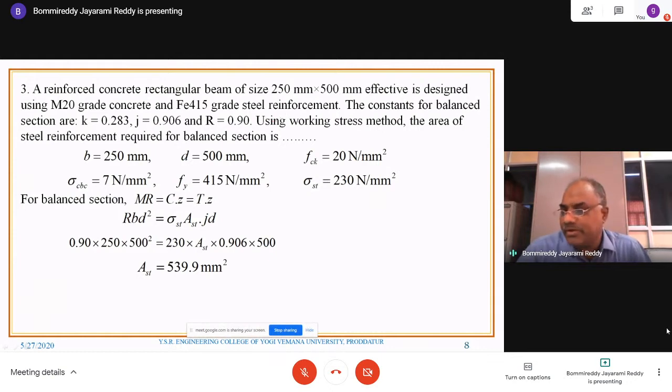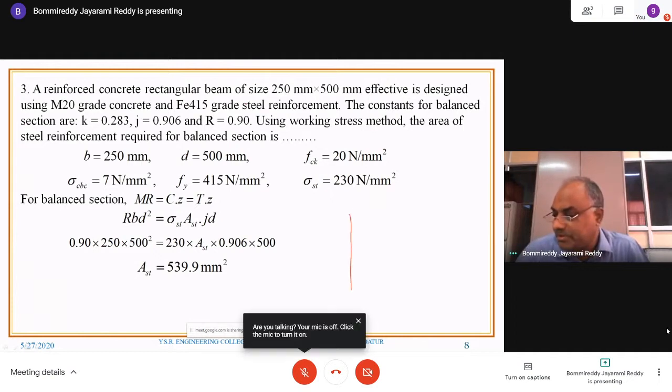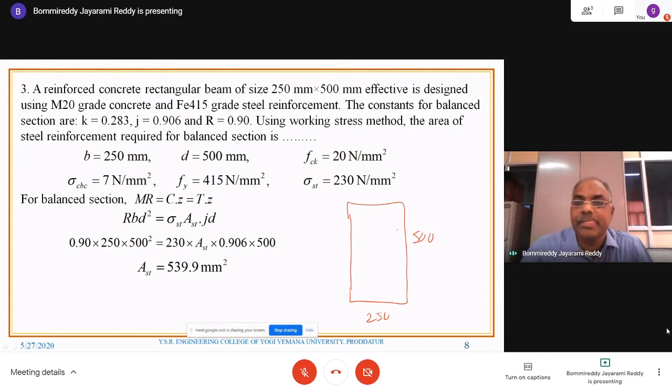Now let us see a question for balanced section. A reinforced concrete beam of rectangular size 250 by 500 mm effective. So here also the same size, 250 by 500 millimeters. It is 250, effective is 500 mm. It is designed using M20 grade of concrete and Fe415 grade steel reinforcement. The constants for balanced section are using working stress method. The area of steel reinforcement required for balanced section is. So here the question is how much is the quantity of steel reinforcement corresponding to the balanced section?